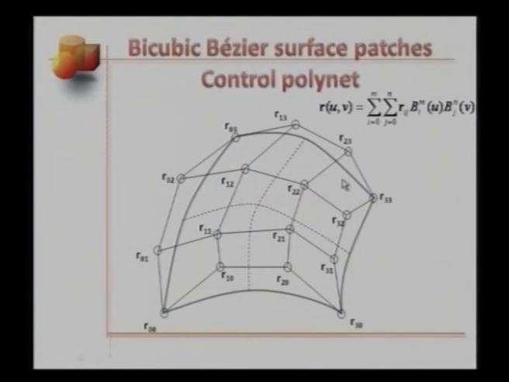How about the shape of the surface patch overall? Let's look at this expression here. So the product b sub i m of u and b sub j n of v acts as the weight corresponding to the design point Rij. Would you think these weights will also be barycentric in nature?